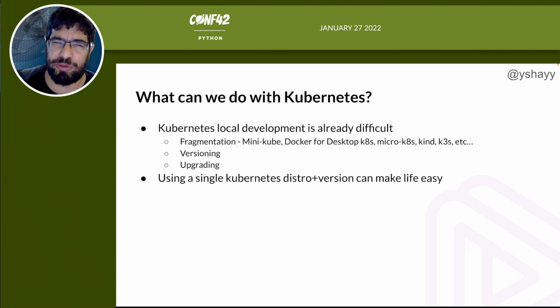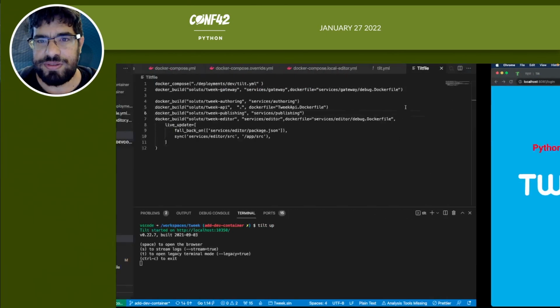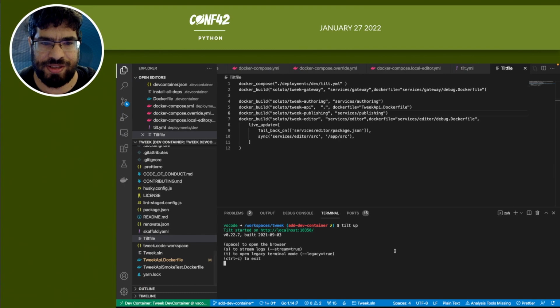And running local development of Kubernetes today is already difficult. We have a fragmentation of different Kubernetes distributions, and each one of them has different changes in how you use them. Versioning is difficult, upgrading is difficult. So using a dev container, maybe we use a single Kubernetes distro and version, and it can make life much easier. So I'm going to show an example, and in this project we are going to use a project called K3D and K3S. So let me just turn off the Tilt here.